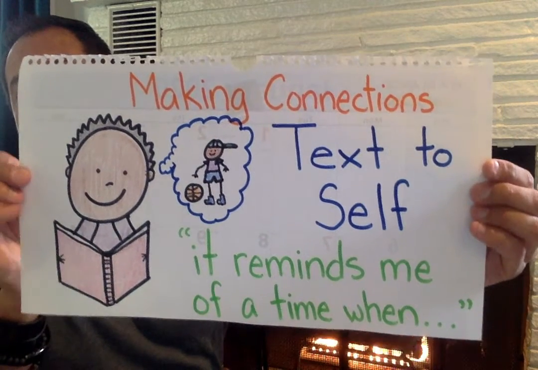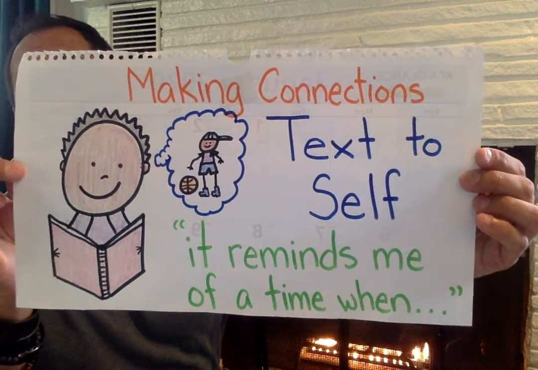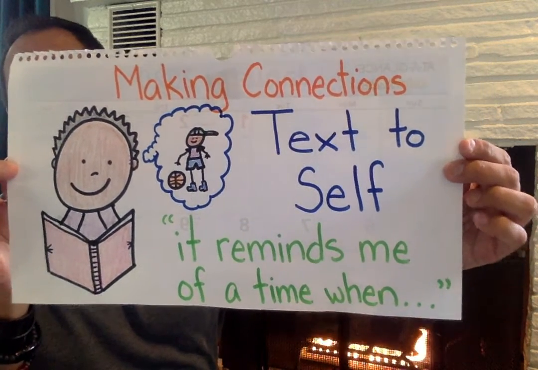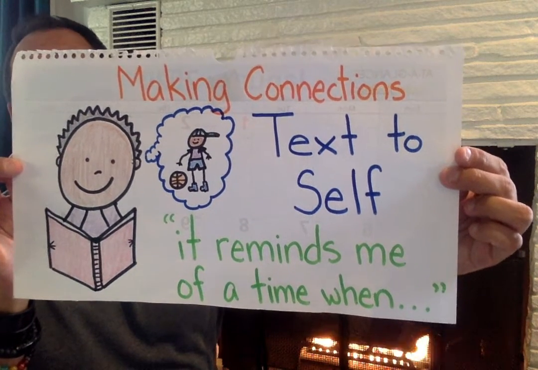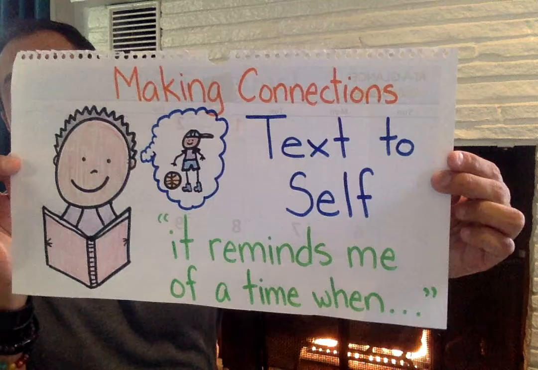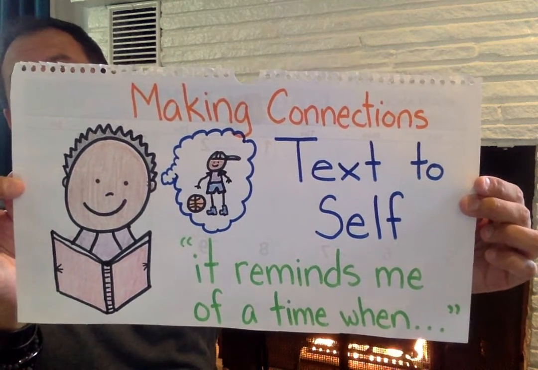So there's me, and in my picture, the book that I'm reading, whatever I'm reading makes me think of a time when I like to play basketball. And so I say to myself, it reminds me of a time when. Now, you don't have to say those words all the time, but it's something where connecting what you're reading in the book is something that is in your real life. And we'll come back to the sun in a few minutes.